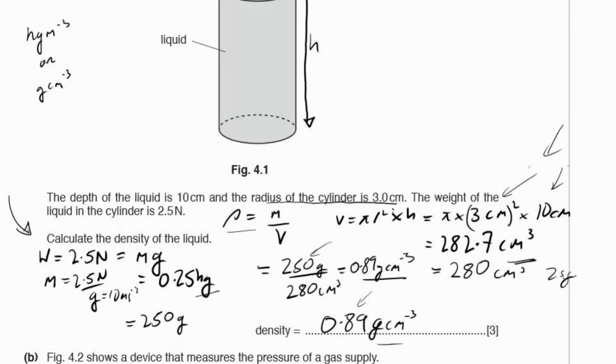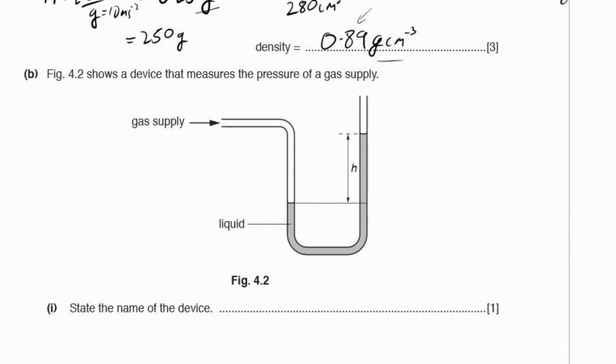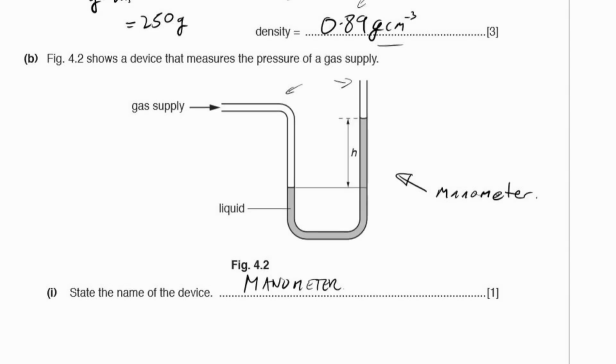There we are. Right, figure 4.2 shows a device that measures the pressure of a gas supply. Well, as you'll know from the video I did talking about barometers and manometers, this is what's known as a manometer. So state the name of the device: manometer. And that tells us the pressure difference between this side and this side.